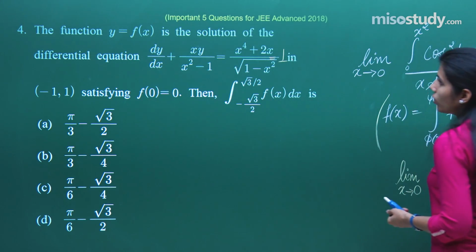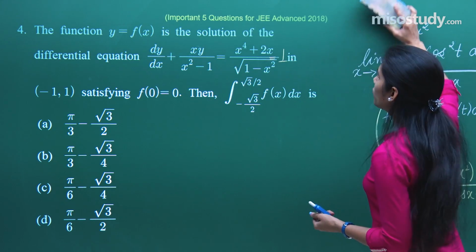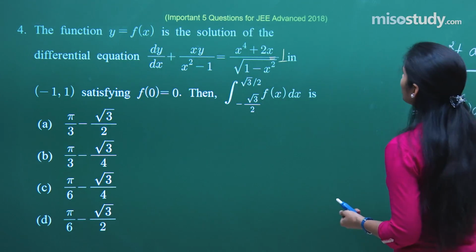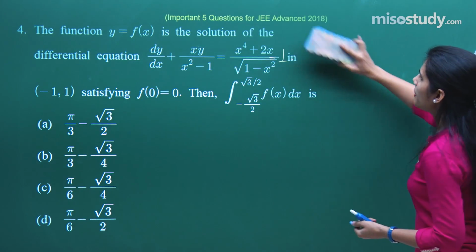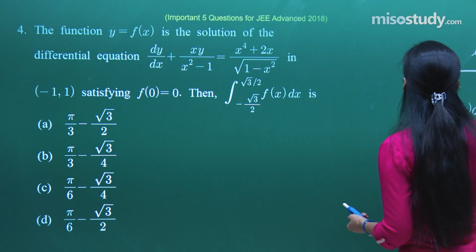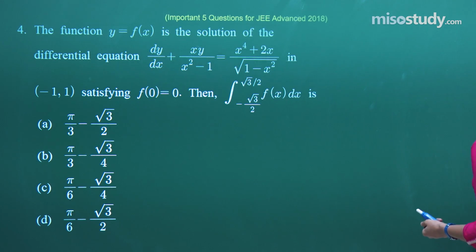Here you are given what? The function y equals f(x) is the solution of this differential equation, and then you have to answer what is the integration from minus root 3 by 2 to root 3 by 2 of f(x) equal to.